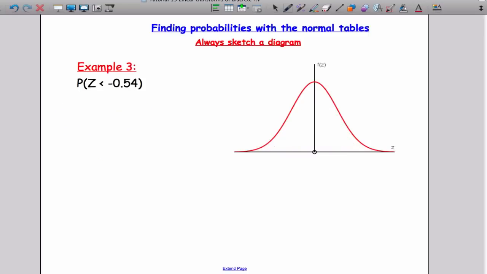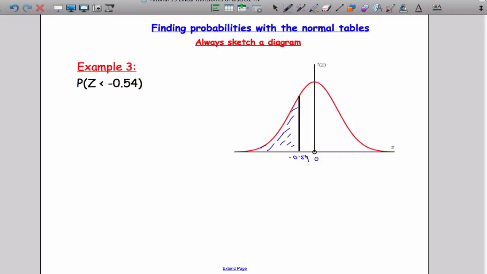Let's go on and look at the next part. Suppose I want the probability that Z is less than minus 0.54. So I want minus 0.54, which is going to be somewhere over here. So we sketch my diagram, minus 0.54, and I want the probability that Z is less than that value. So I'm interested in this area here.